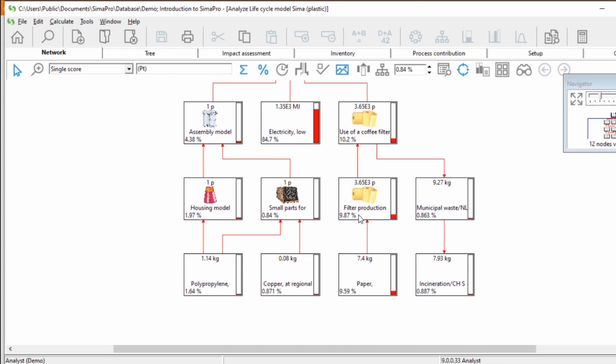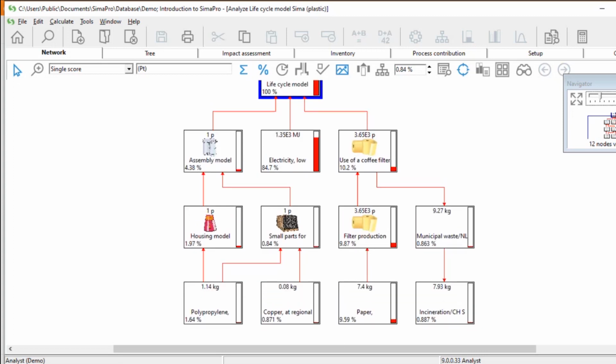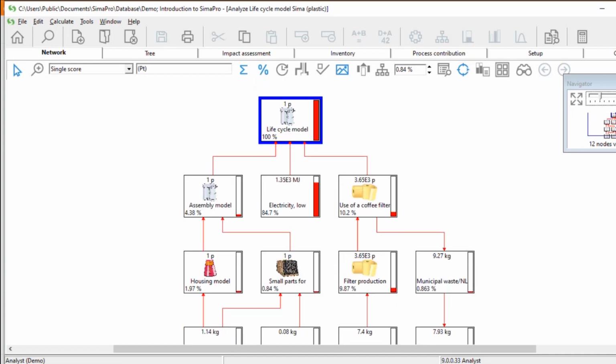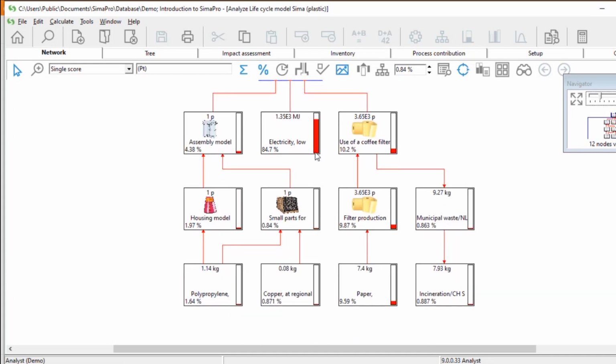So this filter, if you dispose of it: municipal solid incineration, paper, and filtration product, these are the processes we had to do for the disposal of the coffee filter. And there is a trade-off by disposing of this coffee filter in terms of environmental impact or burden. So we will check it later in the incoming processes. So hope you have understood this one.